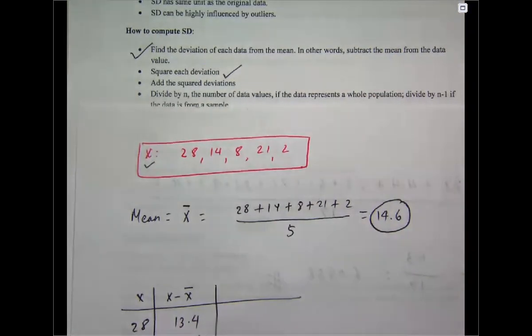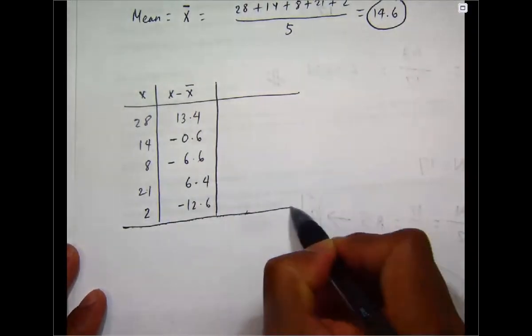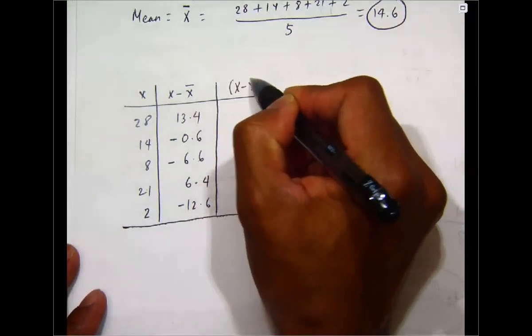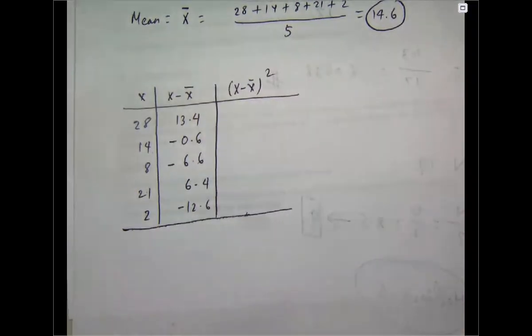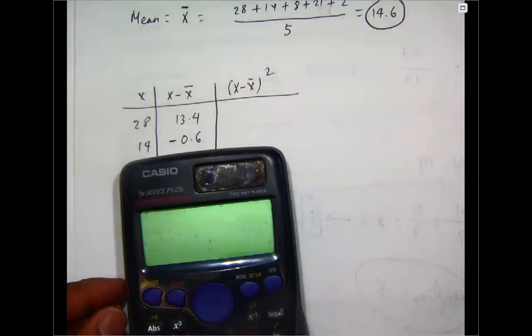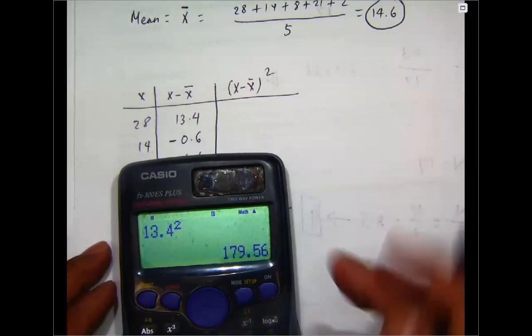Now the next step is square each deviation. The meaning is whatever you got here in the second column, just square that. Notation wise, you are squaring the value you have in this column. So what is 13.4 squared? Find out 13.4 squared. You can just type 13.4 and then square it.